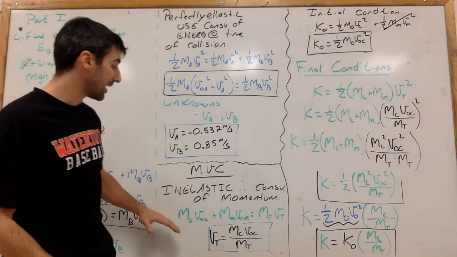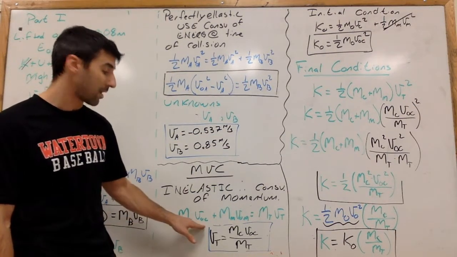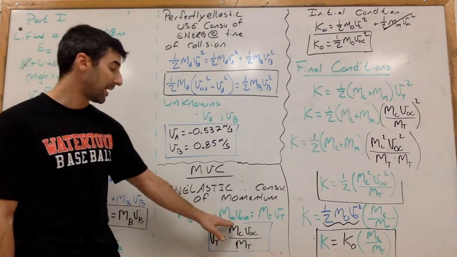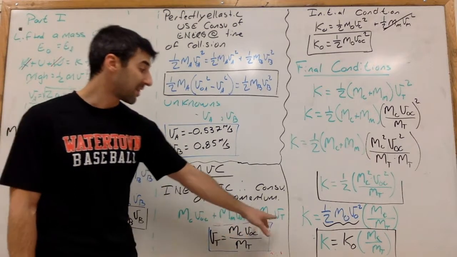So my conservation of momentum: my initial mass of the car, my initial velocity of the car, my initial mass of the moose, my initial velocity of the moose. They're stuck together.